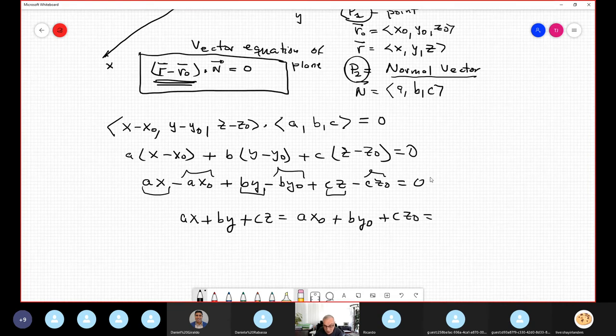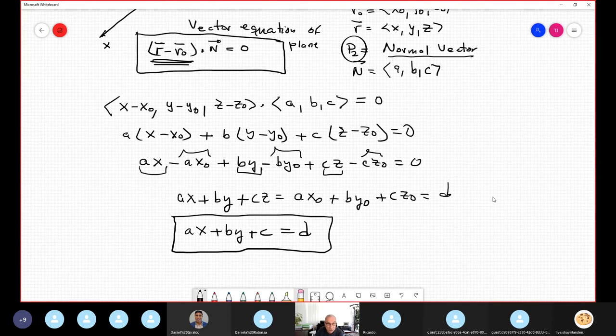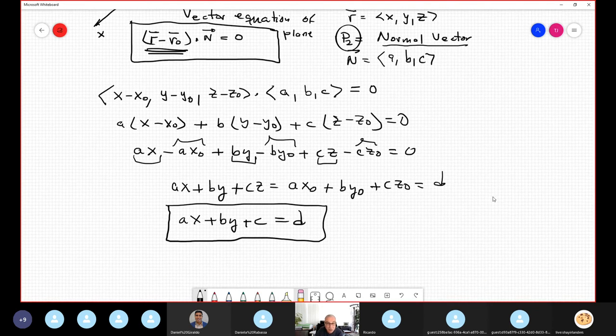And this is just a number, right? I call it D. D is a number. So now AX plus BY plus CZ equals D. Wow, it's no surprise. This is the equation for the plane that we studied in precalculus. In precalculus, we don't know anything about vectors, and we never state the relationship between vector and algebra. We suppose that this is the linear equation for the plane.